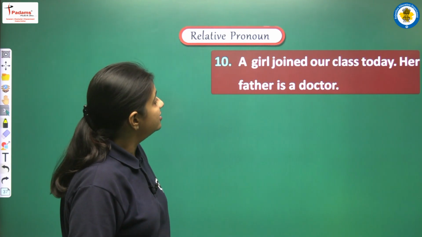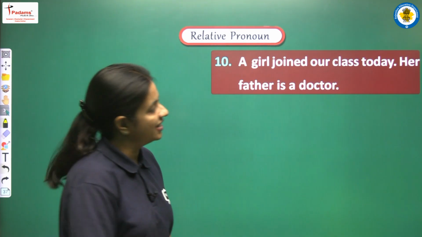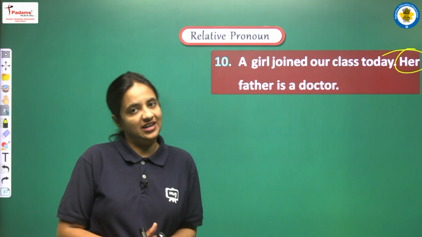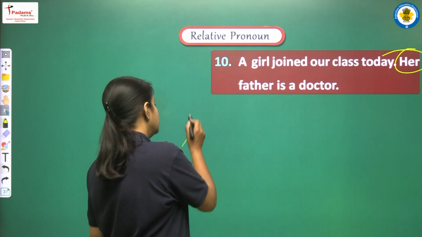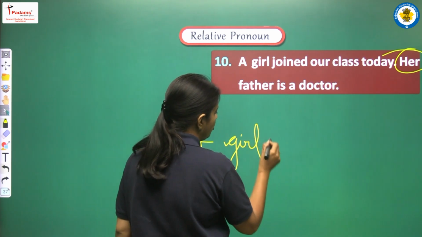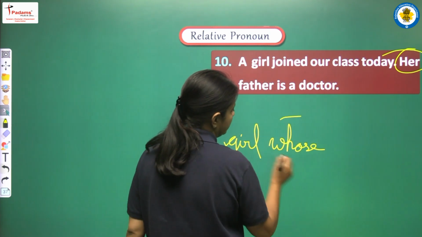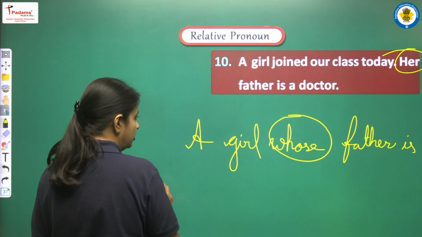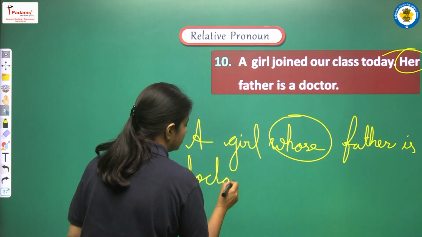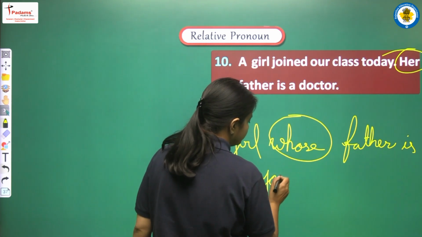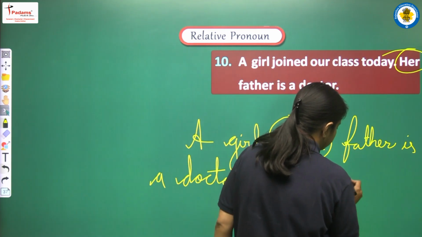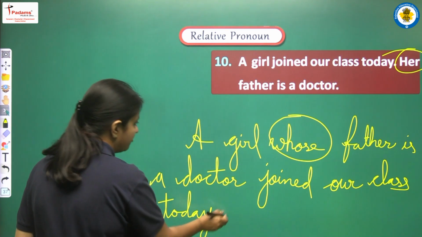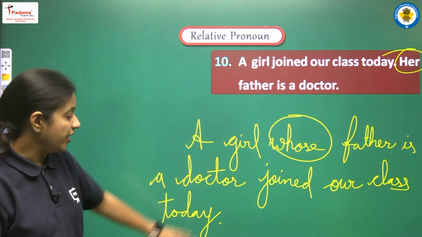Moving on, next sentence. A girl joined our class today. Her father is a doctor. So here we are having her. Because of this word, we can see that we are indicating the possession. And yes, for that we have to use whose as a relative pronoun. So let's write a girl. And now we are using whose to show the possession, to show the relation. Whose father is a doctor. A girl whose father is a doctor. So what did she do? Joined our class today. So this will be the complete sentence. So here we are having a girl whose father is a doctor joined our class today.